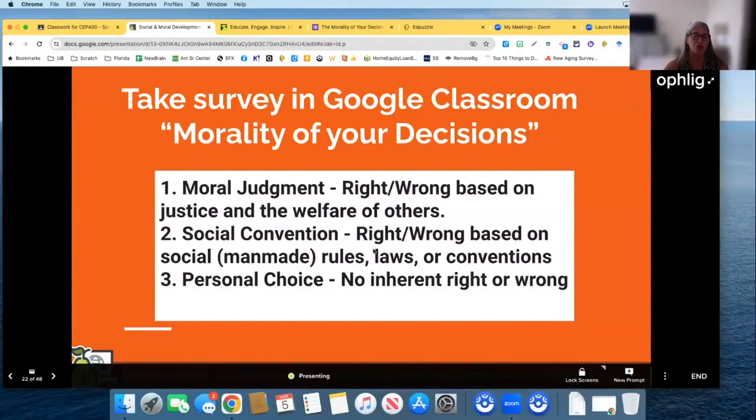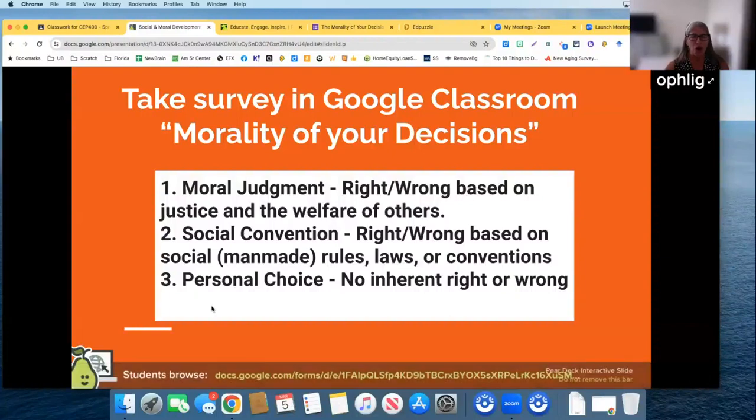Maybe your parents or school or your religion taught you something was right or wrong. And it may be because it is moral, so religions do tell us not to kill. That would be a moral judgment, but there's other social convention rules. And then sometimes we have to make a choice, and there really isn't any right or wrong. It's just your choice. It's a personal choice. It's not hurting anybody else. And I can choose this or I can choose that. That would be a personal choice.